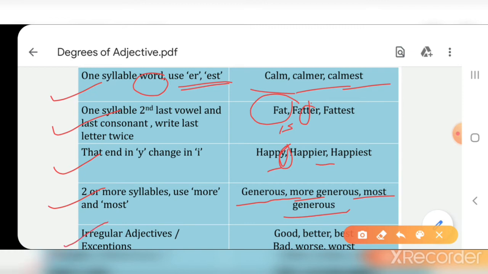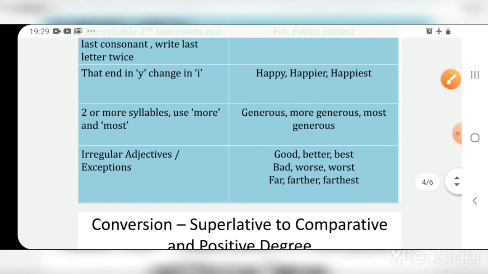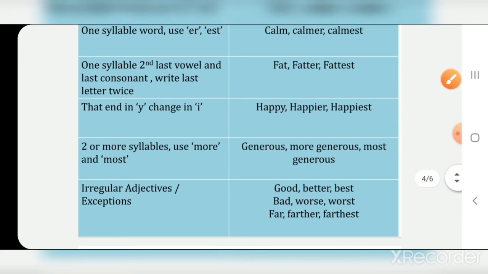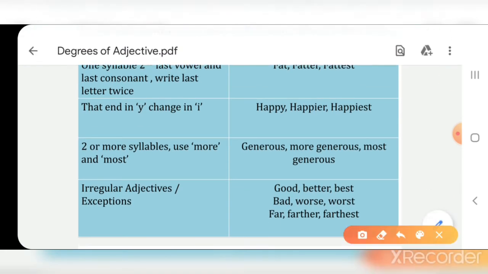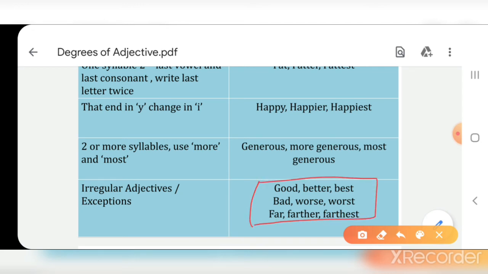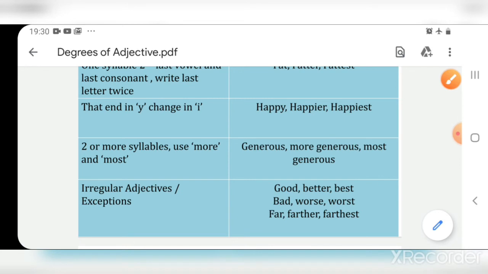Then the last but not the least rule is actually an exception. There are very few adjectives which change completely in comparative and superlative degrees. For example, good, better, best, bad, worse, worst, far, farther, farthest. These adjectives we have to remember. There's no other option.